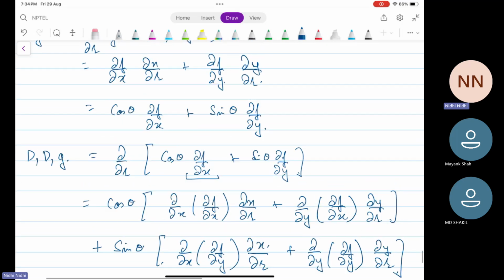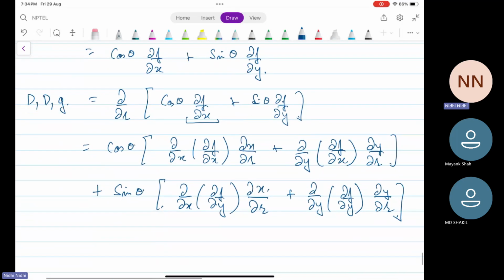So we have dx by dr as cos theta. I'll write it here only. So this is cos theta. This is sine theta. This is again cos theta. And this is sine theta.